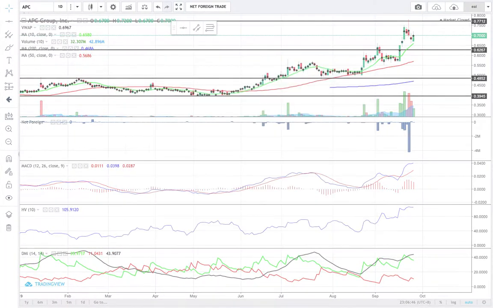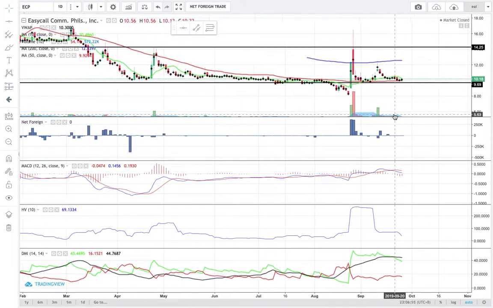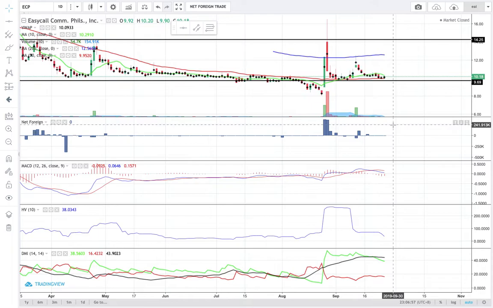Okay, next, ECP. It closed today at 10.18. Support is at 9.77. Resistance is at 14.25. The 10 SMACD combo is invalid. Risk level is low.